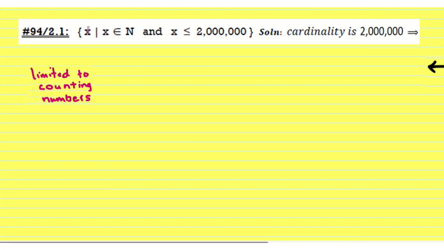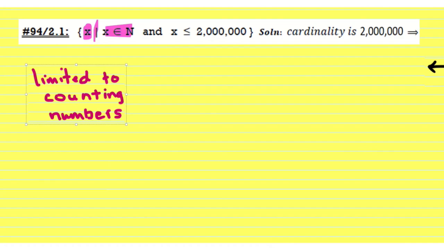Now they have given us a set of x such that x is an element of the natural numbers again. And again, if it's an element of the natural numbers, it means it's limited to counting numbers, which means it's going to start at 1. That's where we start counting.